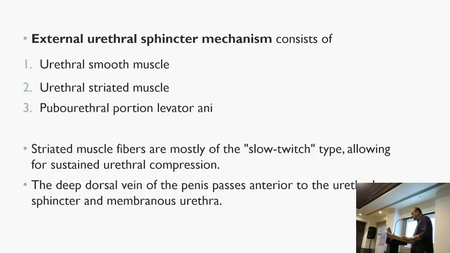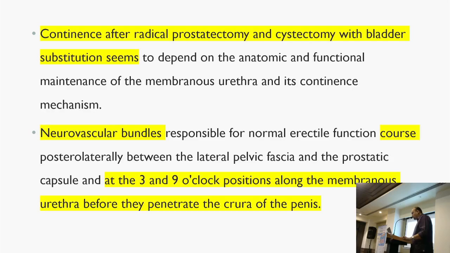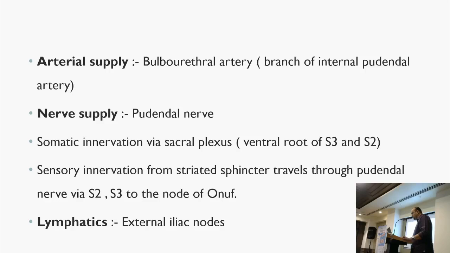The deep dorsal vein of the penis passes anterior to the urethral sphincter and membranous urethra. The continence after radical prostatectomy and cystectomy with bladder substitution seems to depend on the anatomic and functional maintenance of the membranous urethra. Neurovascular bundle also course through at the 3 and 9 o'clock position along the membranous urethra before they penetrate the crura of penis. Arterial supply is bulbourethral artery, which is a branch of internal pudendal artery.